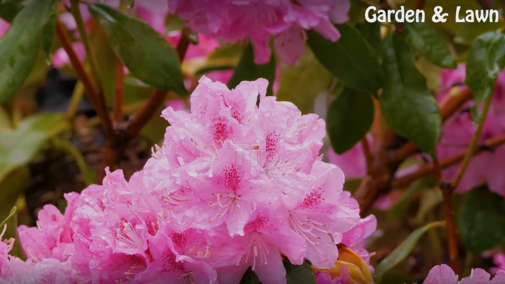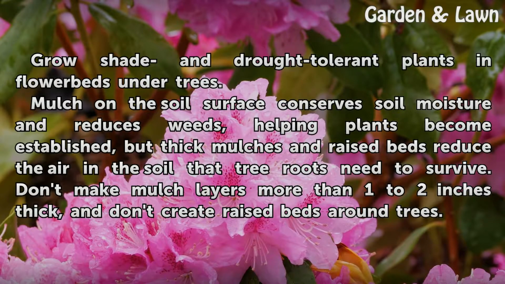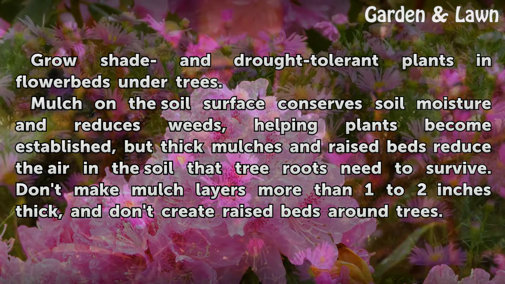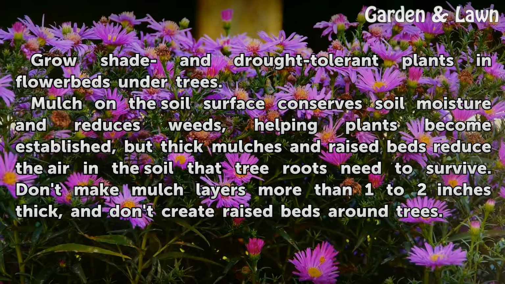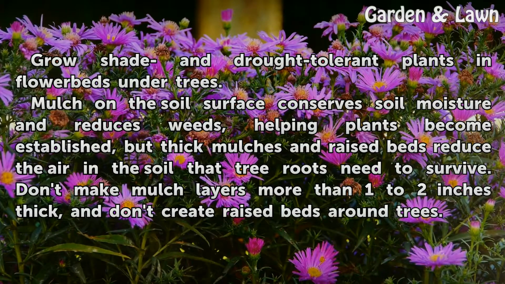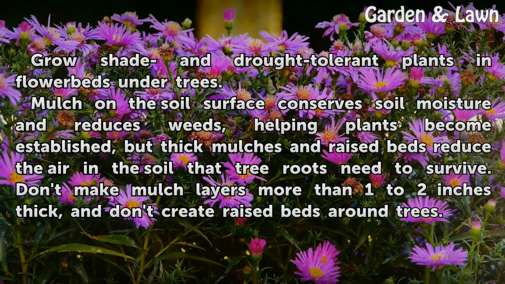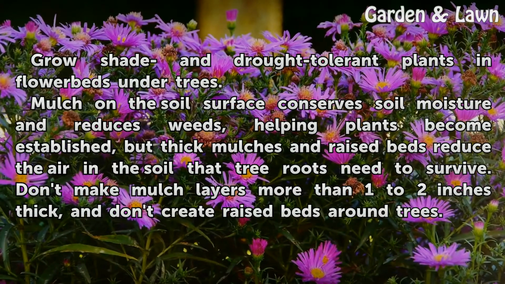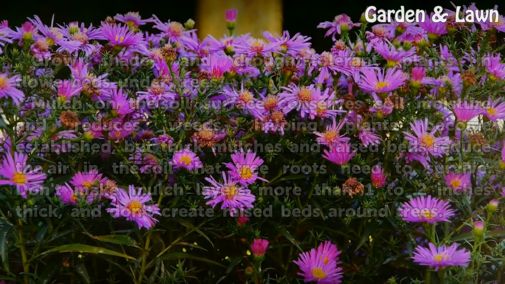Tip: grow shade and drought-tolerant plants in flower beds under trees. Mulch on the soil surface conserves soil moisture and reduces weeds, helping plants become established, but thick mulches and raised beds reduce the air in the soil that tree roots need to survive. Don't make mulch layers more than 1 to 2 inches thick, and don't create raised beds around trees.